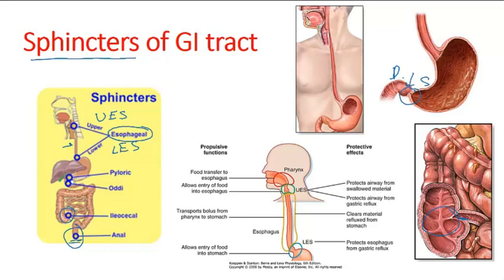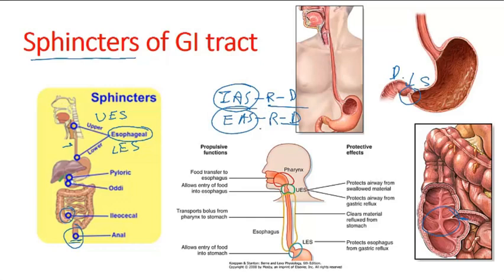And then the last 2 types, the internal and external anal sphincter. The internal anal sphincter, or IAS, when it is relaxed, it produces the urge to defecate. When it relaxes, defecation occurs. And the external anal sphincter, when it is relaxed, it allows for defecation. So both of them need to be relaxed for the process of defecation.